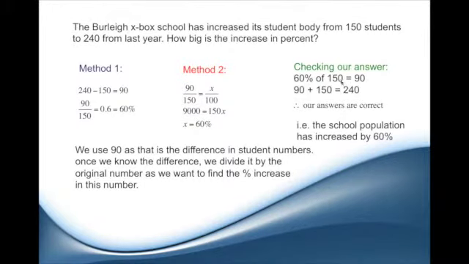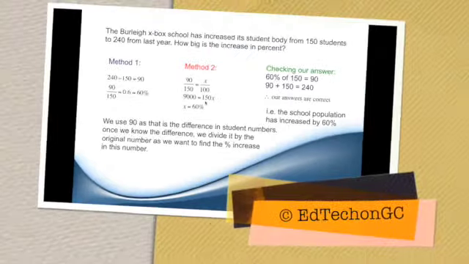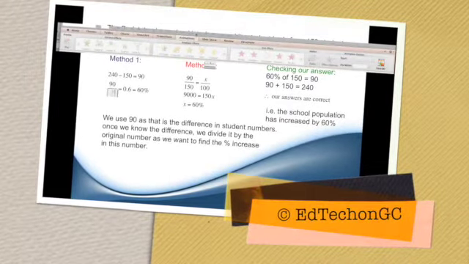So 60% of 150 equals 90, 90 plus 150 equals 240, so therefore our answers are correct. That is, the school population has increased by 60%. And that's it.